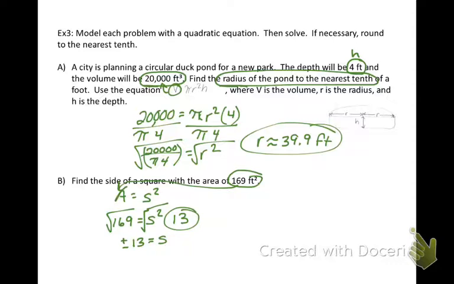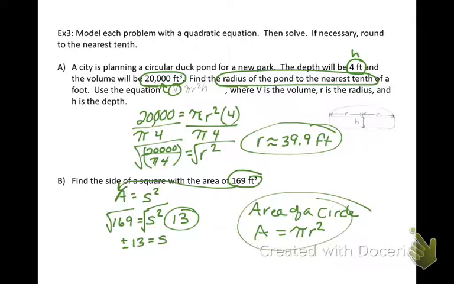Also in your homework, you need to know the formula for a circle. So area of a circle is A equals pi r squared. All right, there is all the stuff you need to know for your homework tomorrow.